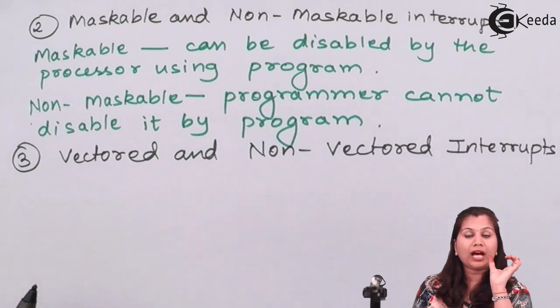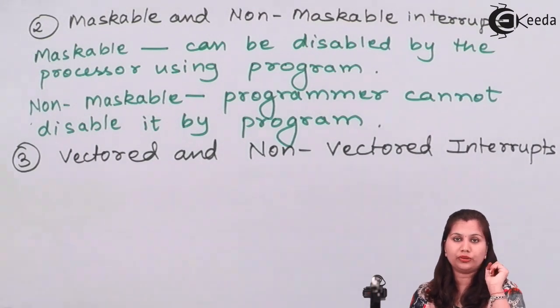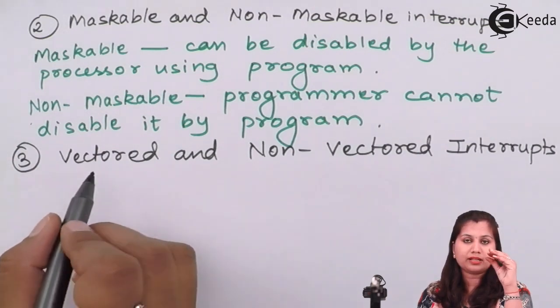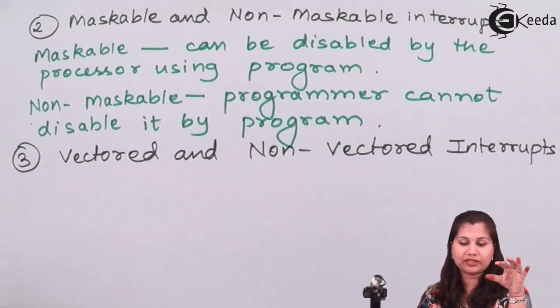So the starting address of the service routine is called the vector address. So for vectored interrupts, the starting address, that is the vector address, is fixed.